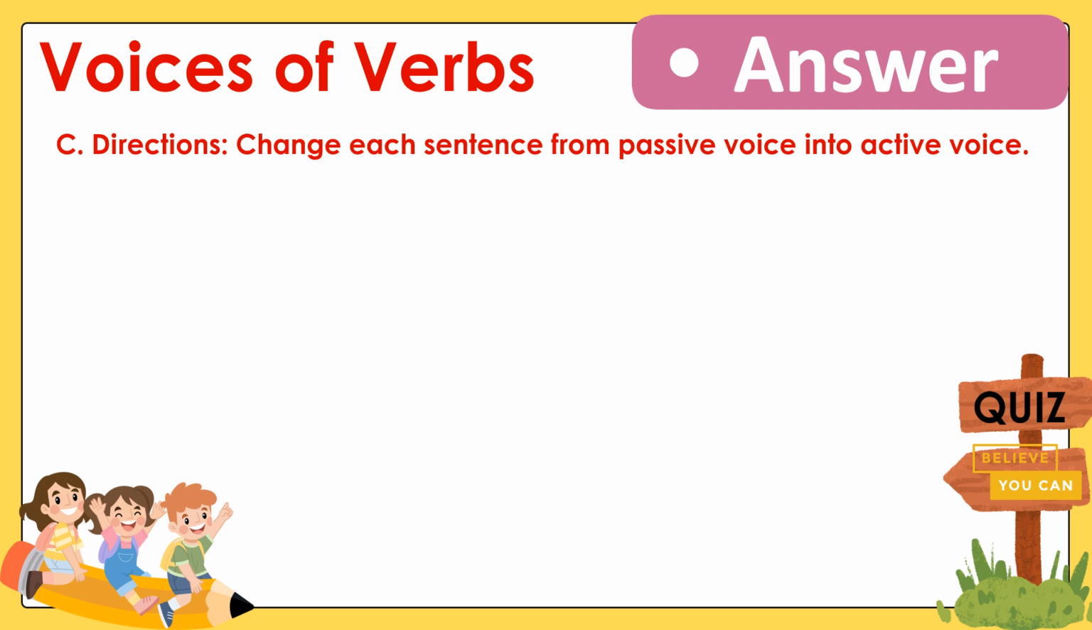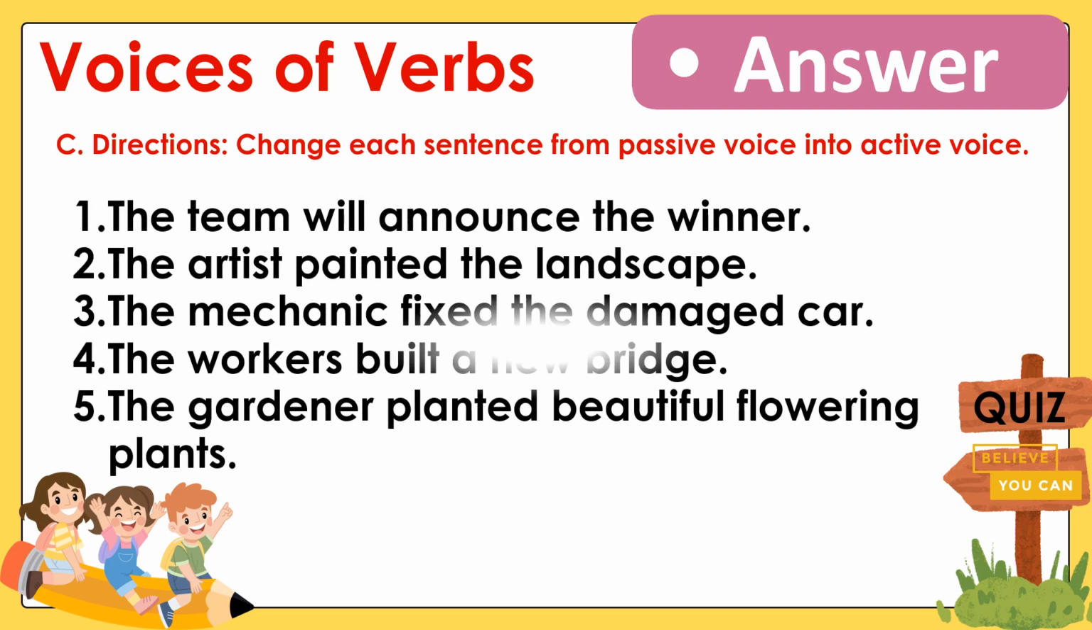And here are the answers. Number 1, the team will announce the winner. Number 2, the artist painted the landscape. Number 3, the mechanic fixed the damaged car. Number 4, the workers built a new bridge. Number 5, the gardener planted beautiful flowering plants.